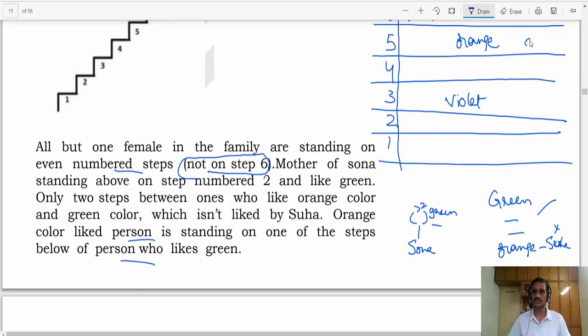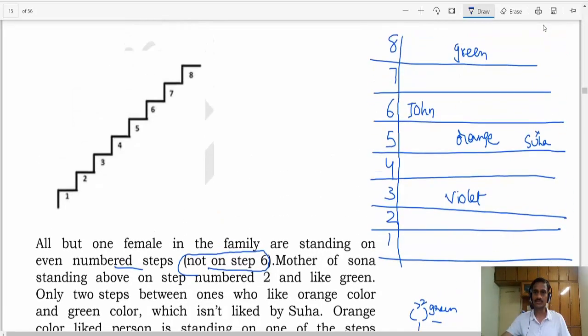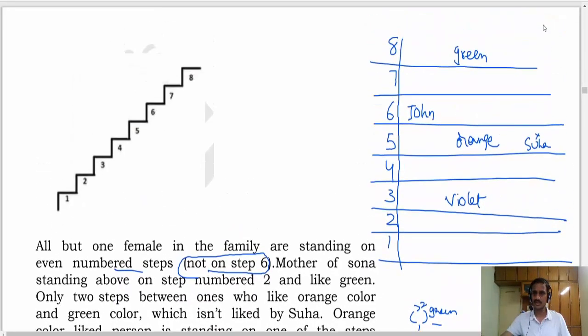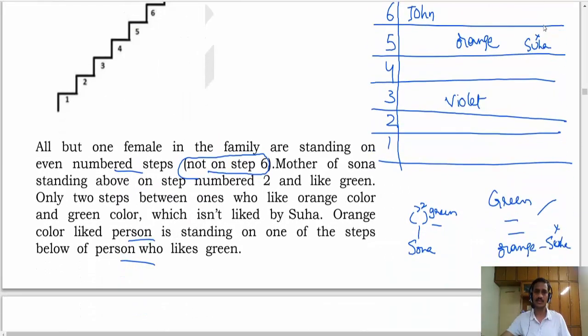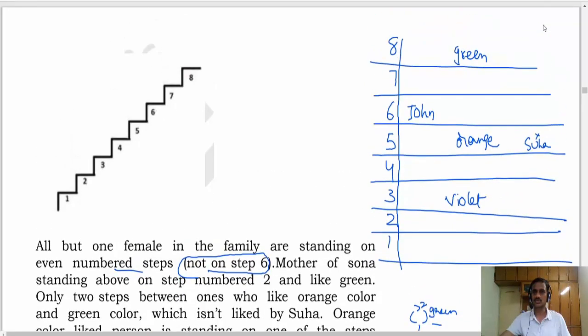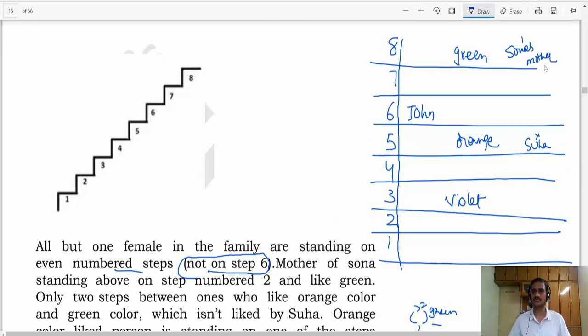Orange is not liked by Soha. And Soha does not like orange. And next one green and orange అయిపోయింది. John అయిపోయింది. And green and orange లో మనకి 8 and 5 అయింది. 8 and 5. And next one green is liked by Sona's mother. Now this person is Sona's mother. And who is that Sona's mother? As of now, not known.